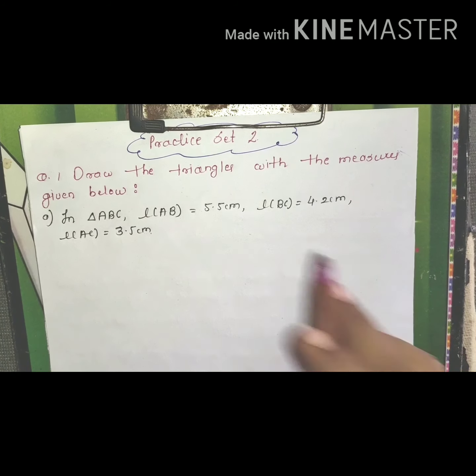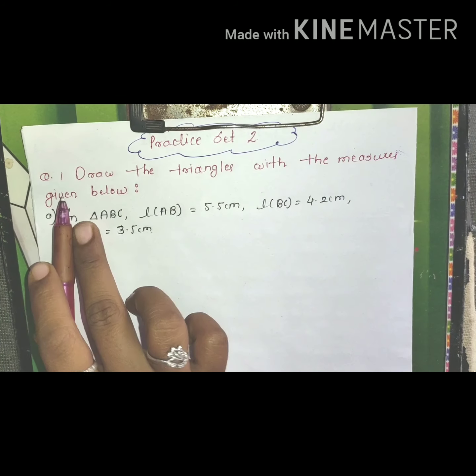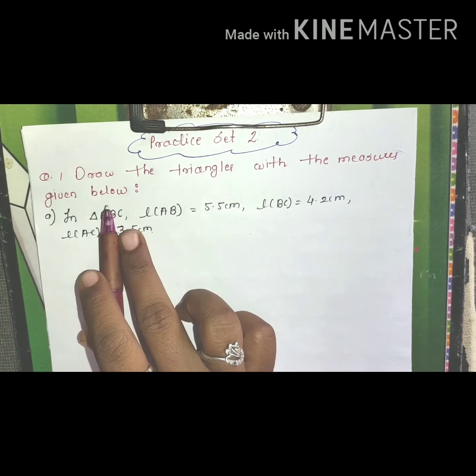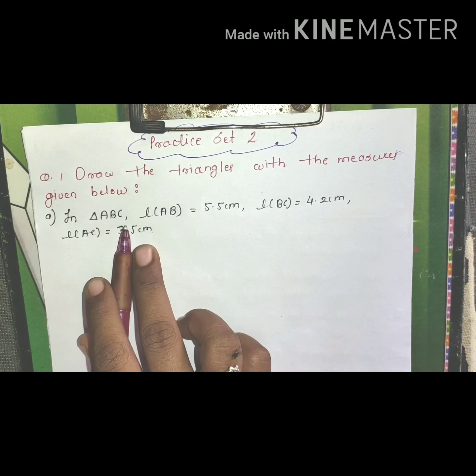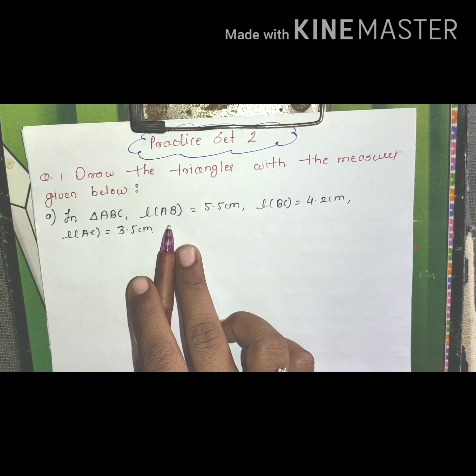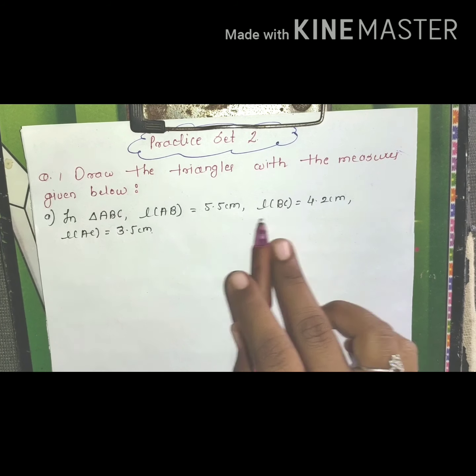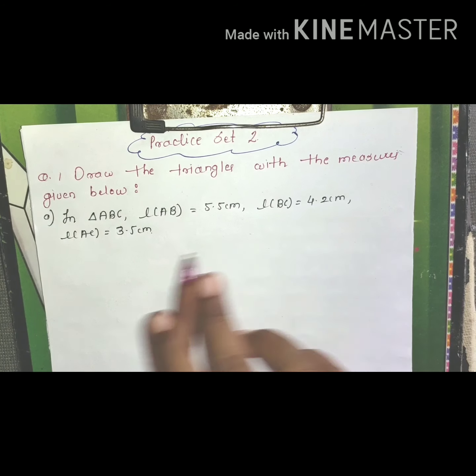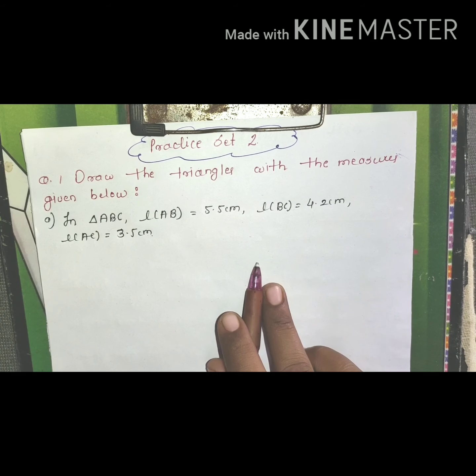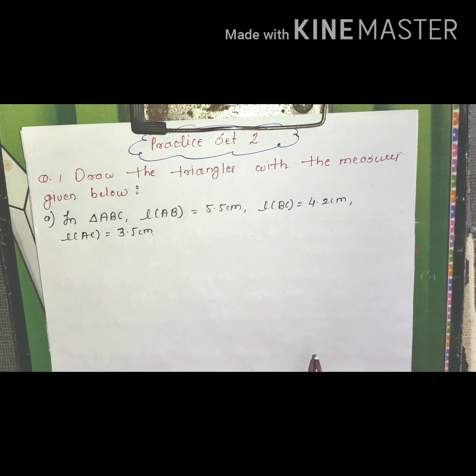Now we will start with the practice set 2. Draw the triangles with the measures given below. First question, in triangle ABC, length AB equals 5.5 centimeter, length BC equals 4.2 centimeter and length AC equals 3.5 centimeter.